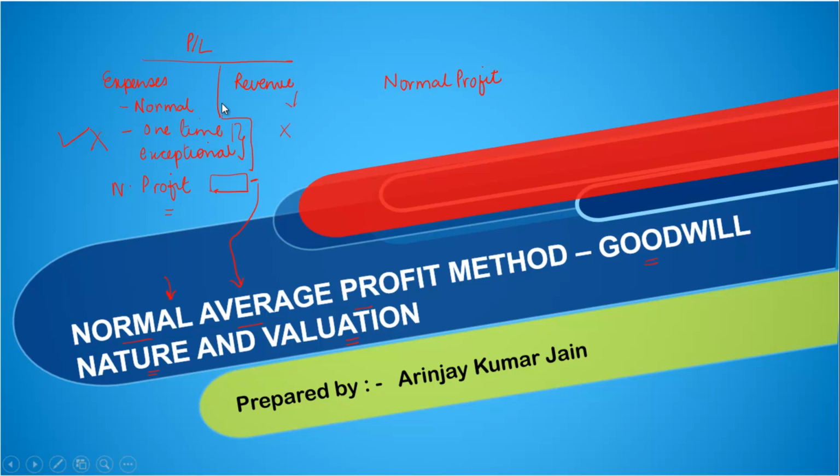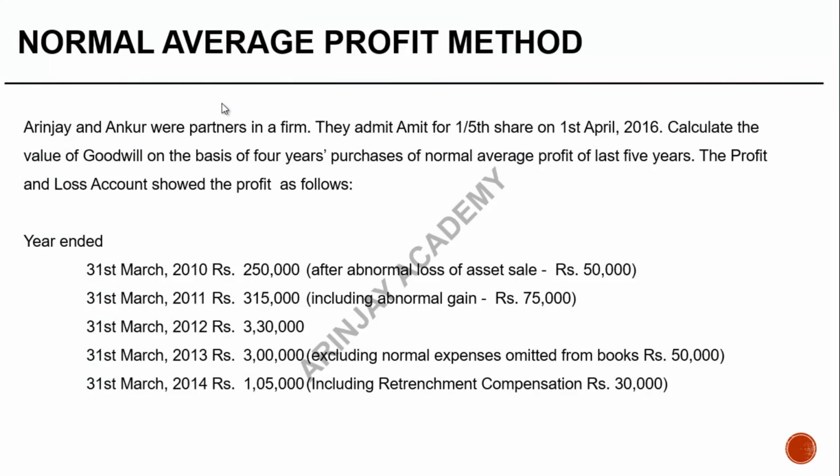Without wasting any more time, let's move on to the question. Arinjay and Ankur, I've considered my name here in this particular video, were partners in a firm. They admit Amit for 1/5 share on 1st April 2016. Calculate the value of goodwill on the basis of 4 years purchases of normal average profit of last 5 years.